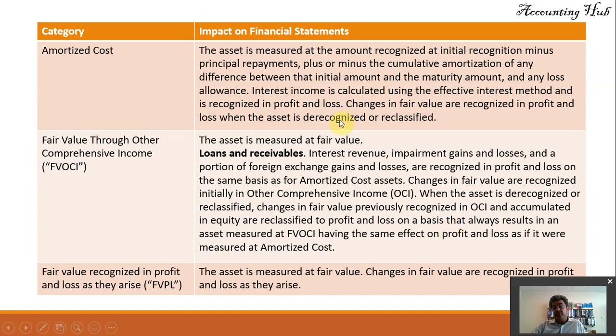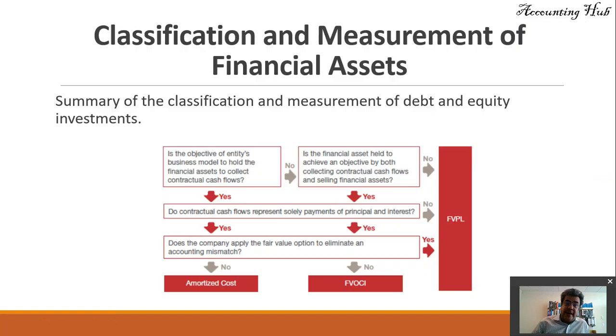Just like here, we derecognize it, we sell it, then a gain or loss on sale. So we move it to profit and loss just like here. Fair value, recognizing profit and loss as they arise. The asset is measured at fair value, period. So interest, just like a regular interest income, and changes in fair value are recognized in profit and loss as they arise. How do we choose them?